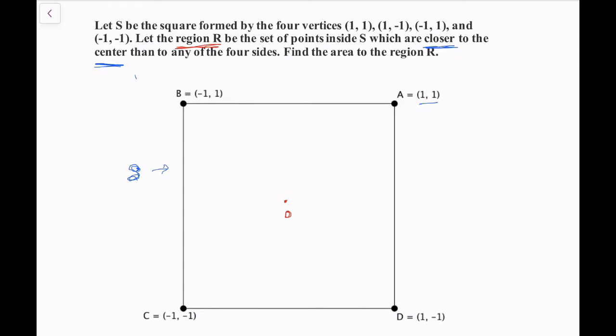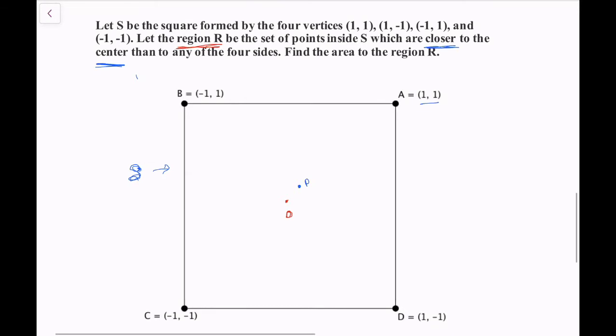So for example, if you take a point which is really close to this point O, suppose let's call this point P, that point will be one of the points inside the region R. Of course, there are plenty of other points, and in fact, we would want to exactly describe the region R, and not only that, we would want to find the area of the region R.